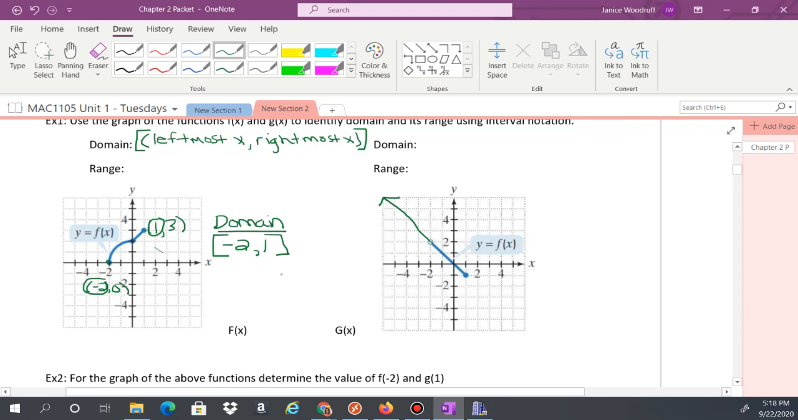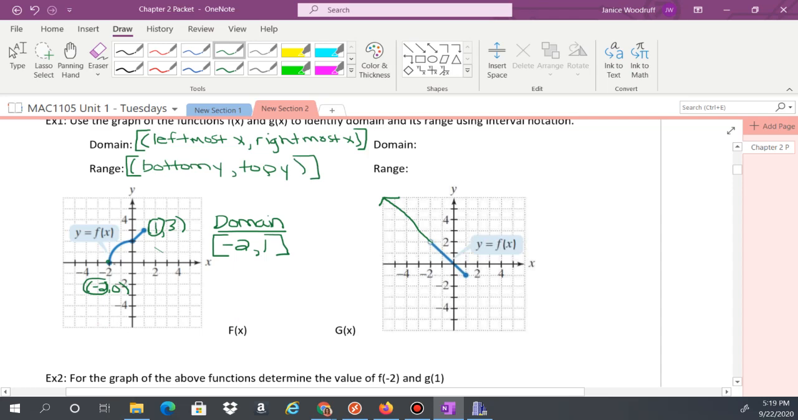Okay, then my range is your y values. So you're going to go from down to up. Okay, so you're looking at the vertical axis. So for the range, you're going to have either a bracket or a parentheses, and you're going to do the bottom y. So you're going to go bottom to top, and then the top y, and either a parentheses or a bracket.